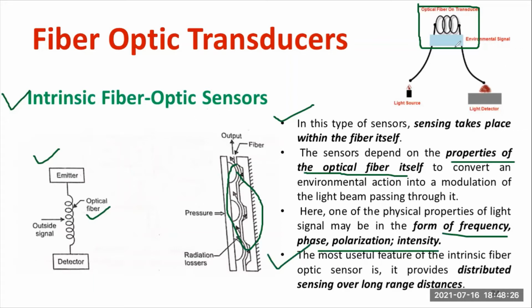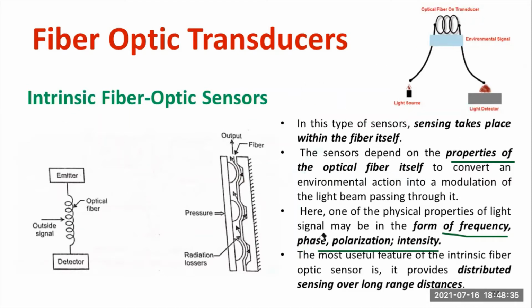You can see very clearly these are different diagrams, but the concept is the same. Here sensing takes place inside the fiber optic. That is the speciality of this kind of intrinsic fiber optic sensor. There is a light source, then an optical fiber transducer, then the environmental signal, and a light detector. Here the sensing takes place inside the fiber.